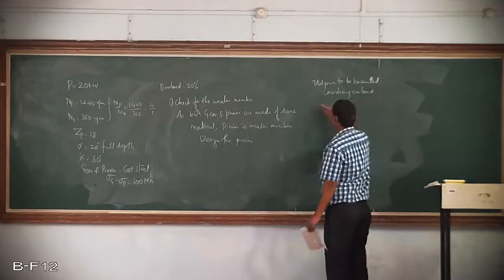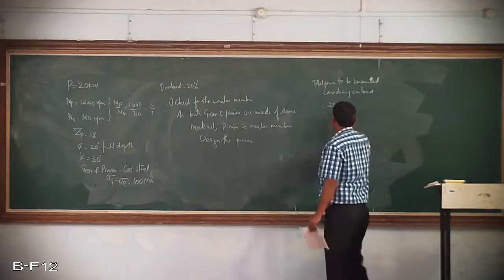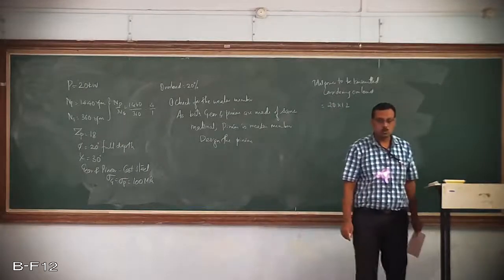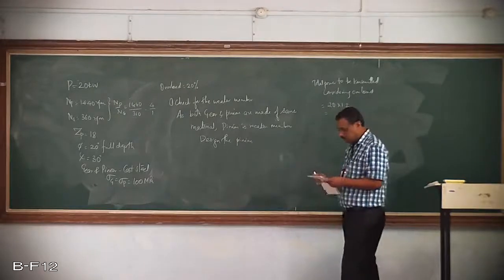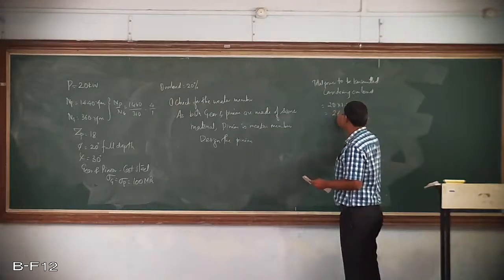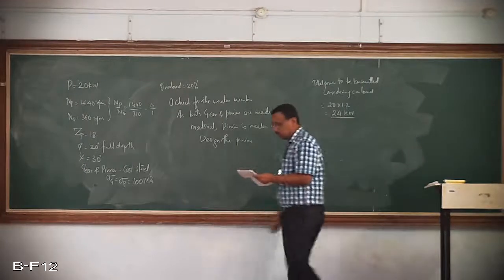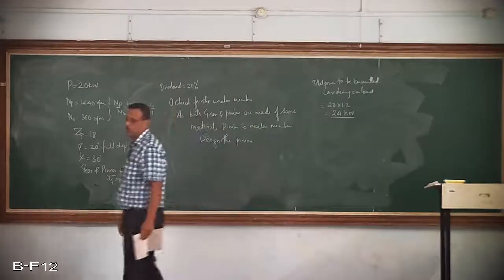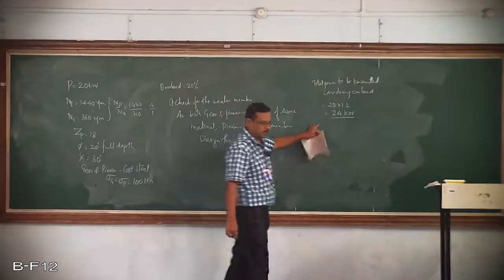Considering overload, only 20 kilowatt has to be transmitted, and with 20% overload, you have to transmit a power of around 24 kilowatt. Therefore, we have to design the gear not for 20 kilowatt, we have to design the gear for 24 kilowatt. So this is the first one.